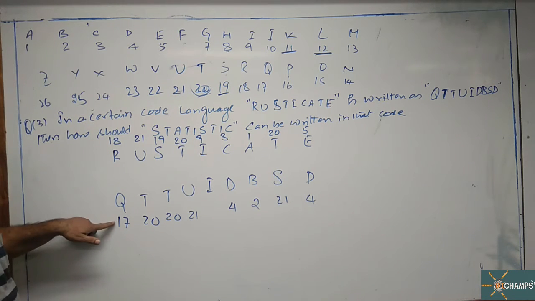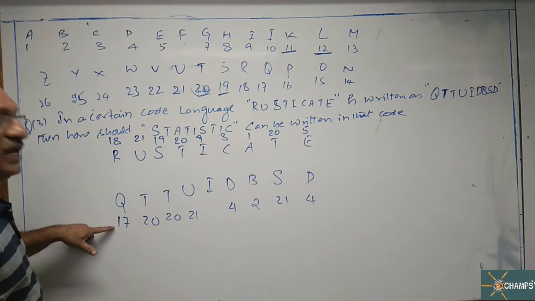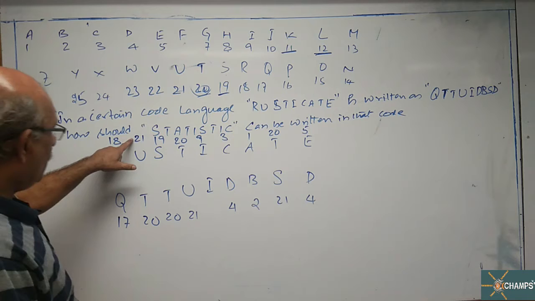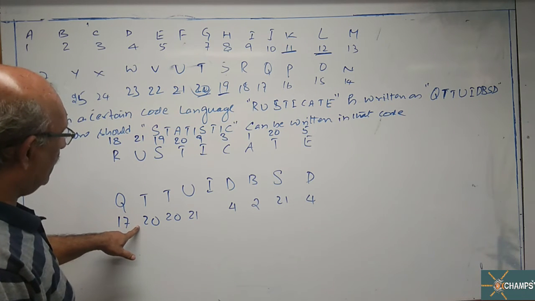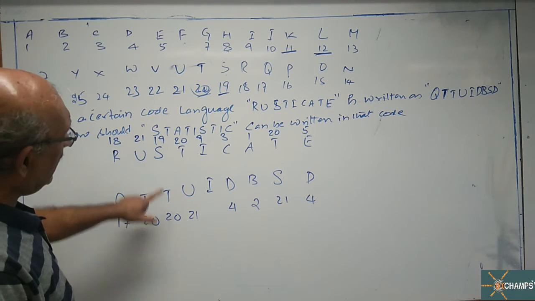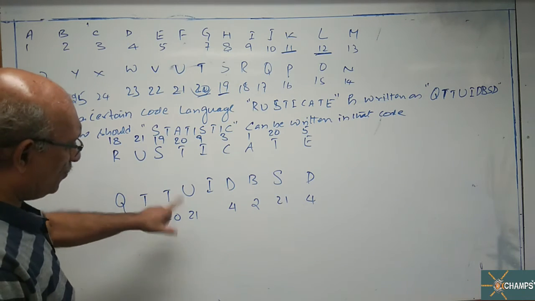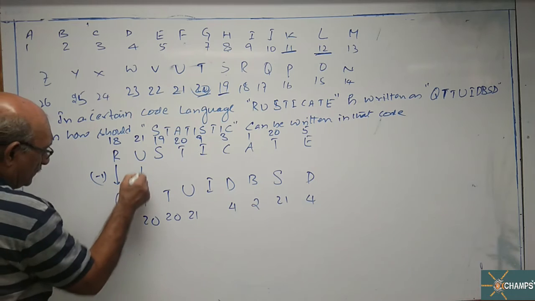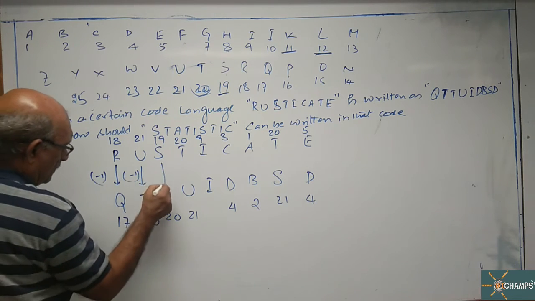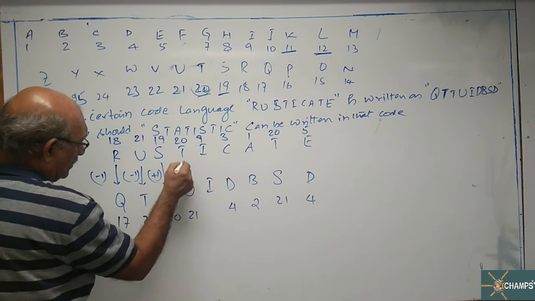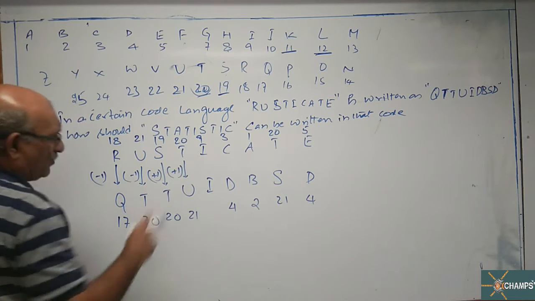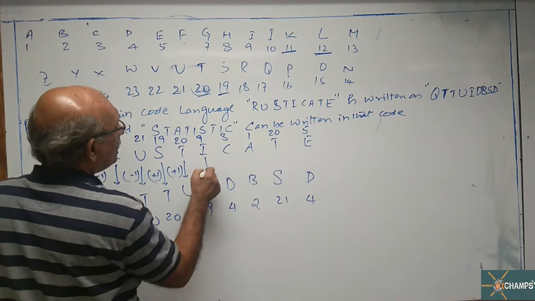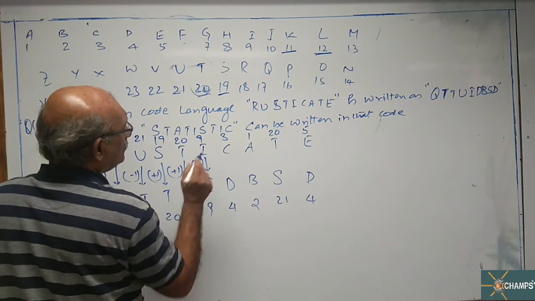18 minus 1 is 17. I am operating between the numbers, not between the letters. 18 minus 1 is 17. 21 minus 1 is 20. 19 plus 1 is 20. 20 plus 1 is 21. So how are you moving? This is minus 1, minus 1. This is plus 1 and this is plus 1. No change, sir. I is 9, 9. So no change at all, 0.